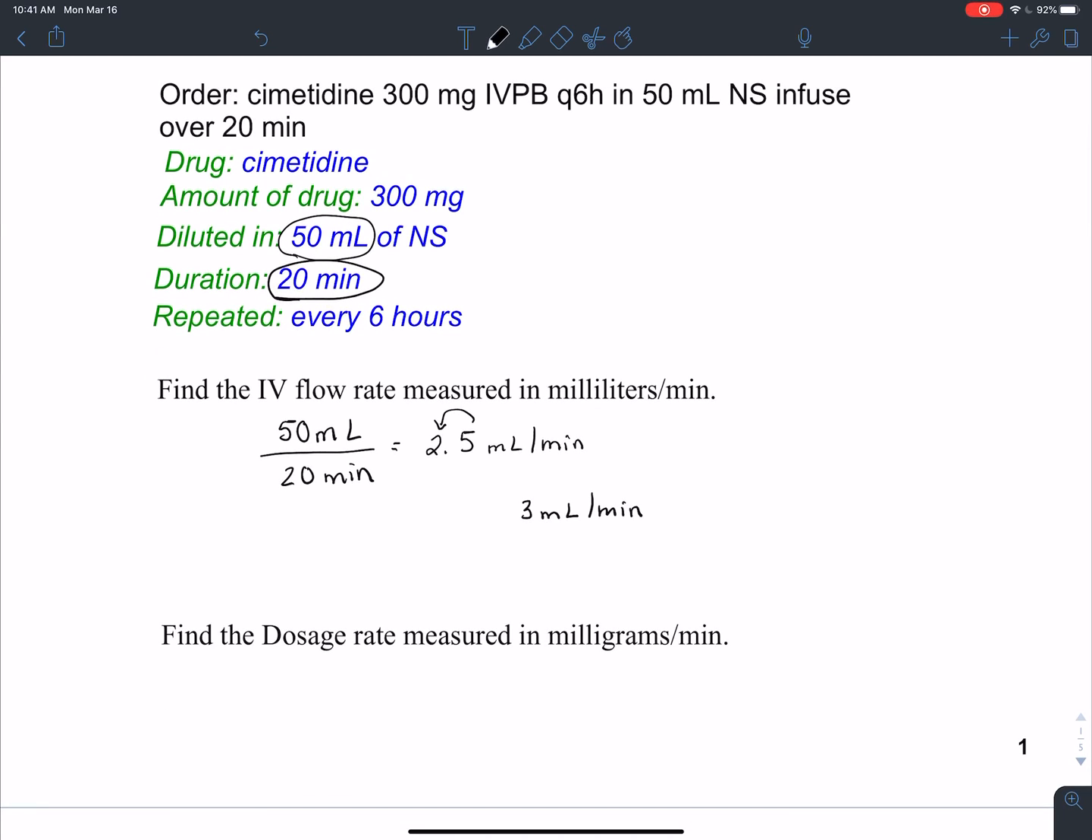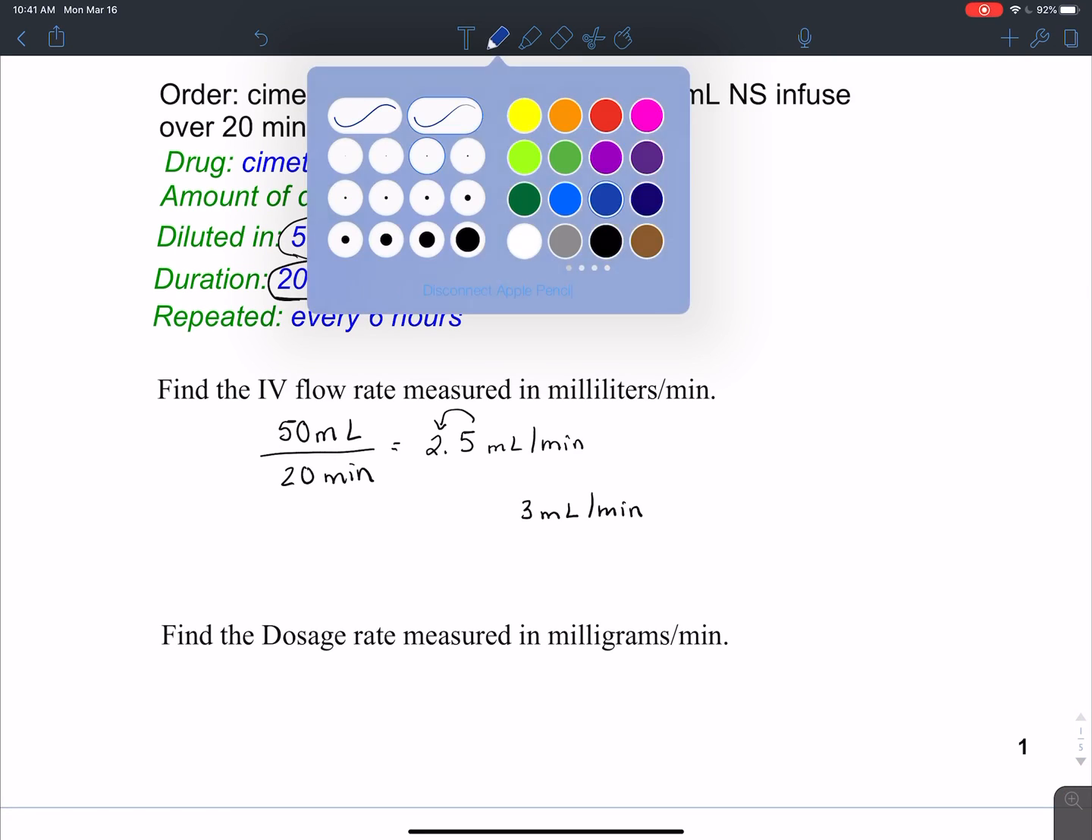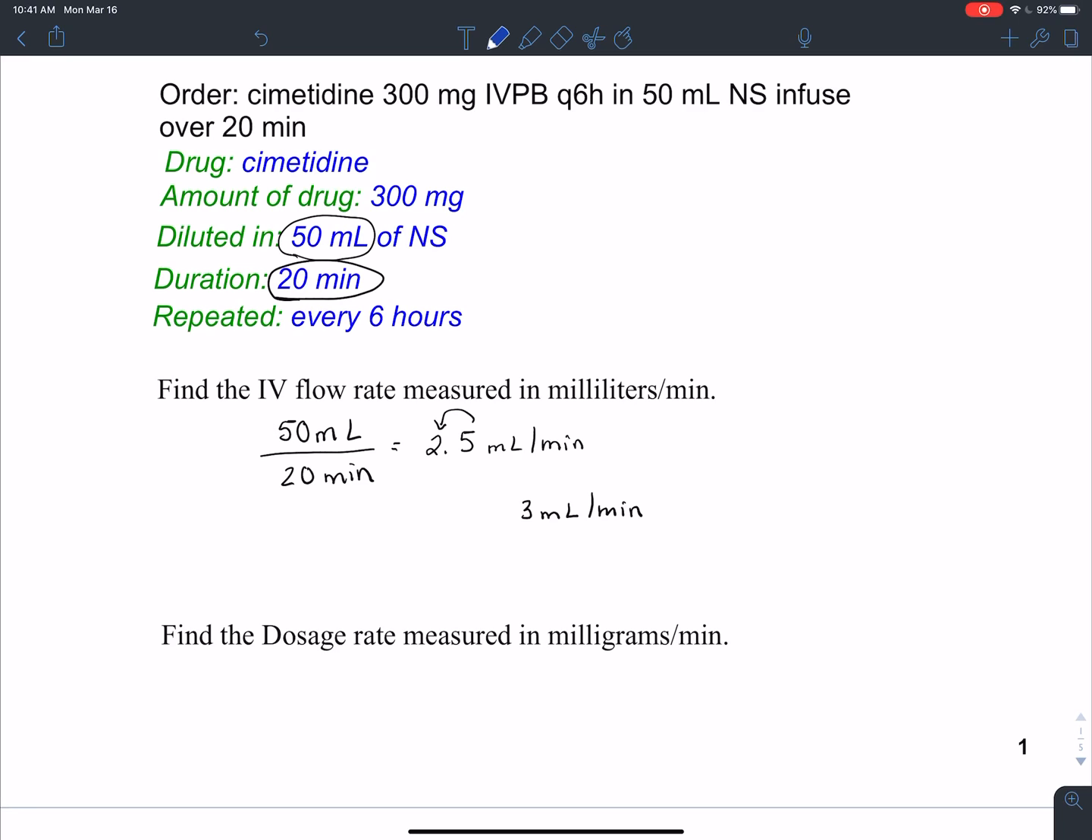They also asked us to find the dosage rate measured in milligrams per minute. So if I look, they tell me that it's 300 milligrams of this drug over that same 20 minutes. If we do that division, we find that the patient's getting 15 milligrams per minute.